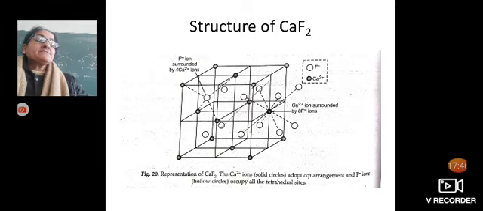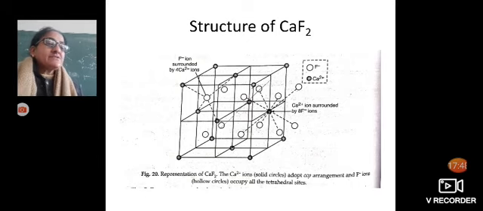Next, this is the structure of calcium fluoride. In this structure fluoride ions are surrounded by 4 calcium ions and calcium ions are surrounded by 8 fluoride ions. Calcium ions are shown as solid circles and fluoride ions are shown as hollow circles. Calcium ions adopt a cubic close packing arrangement and fluoride ions occupy all the tetrahedral sites.